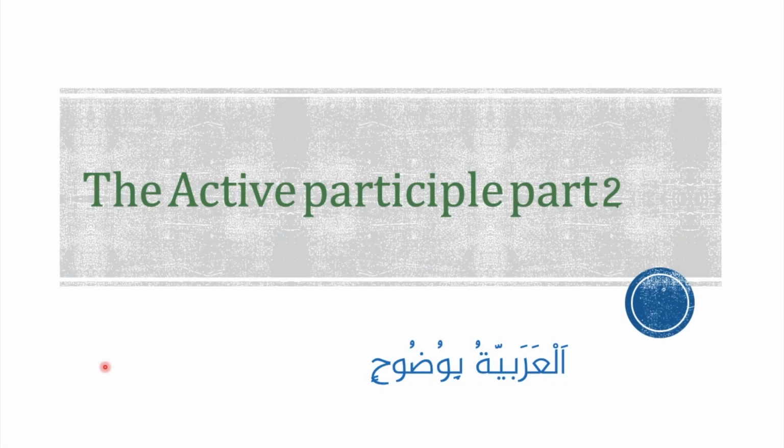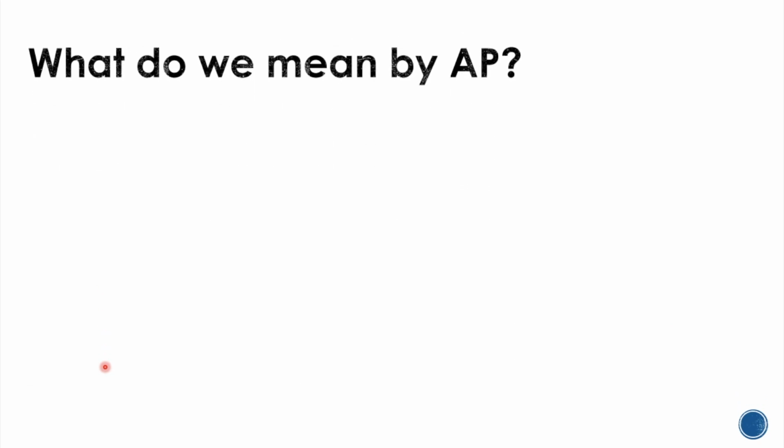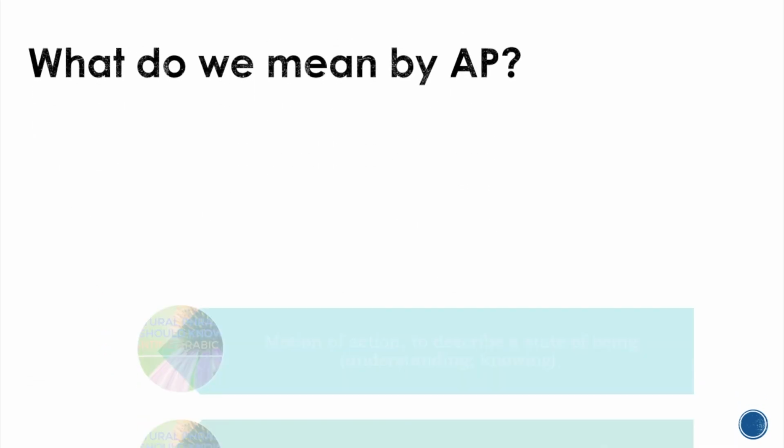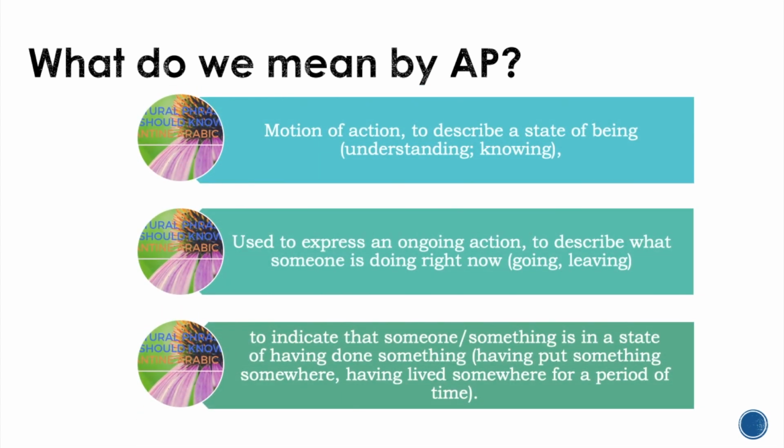Welcome to Active Participle Part 2 in Levantine Arabic. First of all, we have to know what we mean by active participle. Active participle refers to a notion of action to describe a state of being, understanding, knowing.